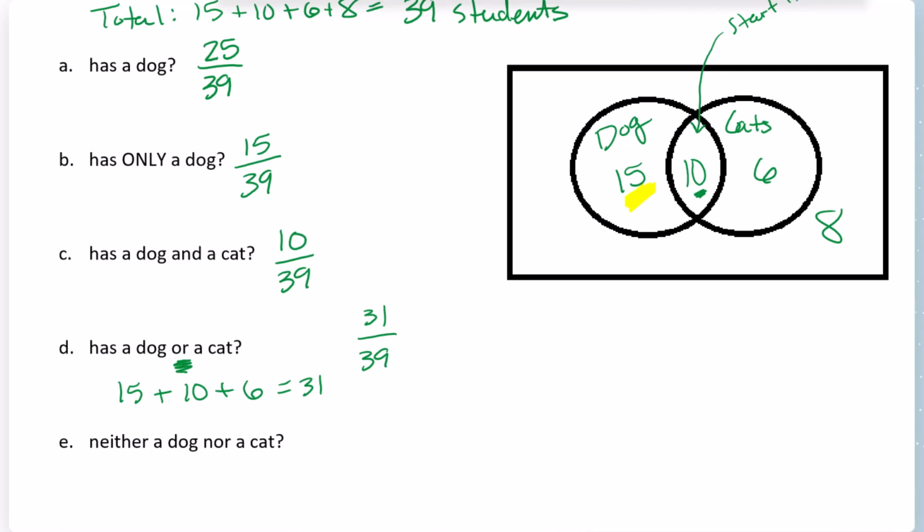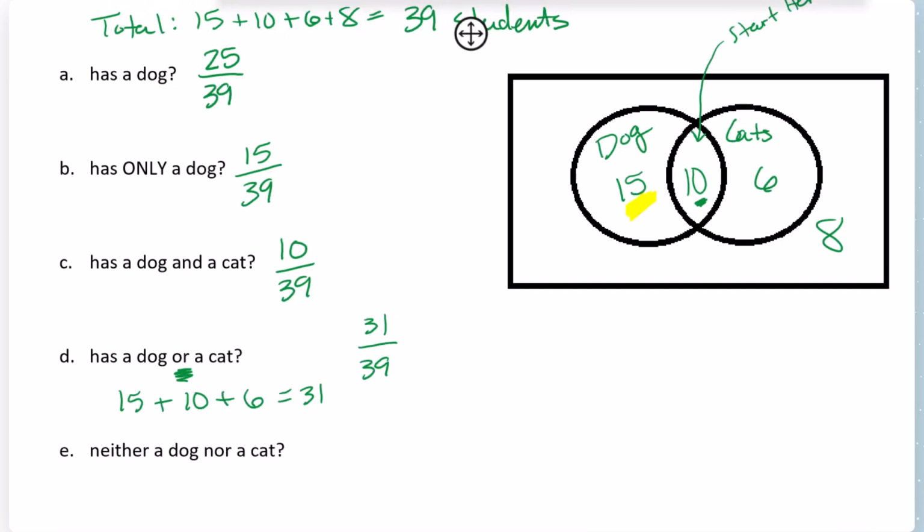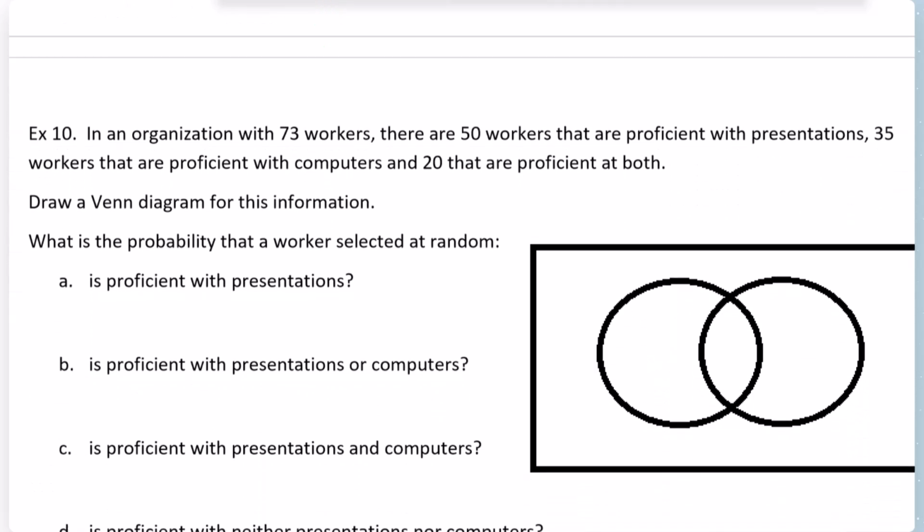Last question related to this problem. What's the probability that we have neither a cat nor a dog? That is the 8 out of 39. All right, continuing to our next example.